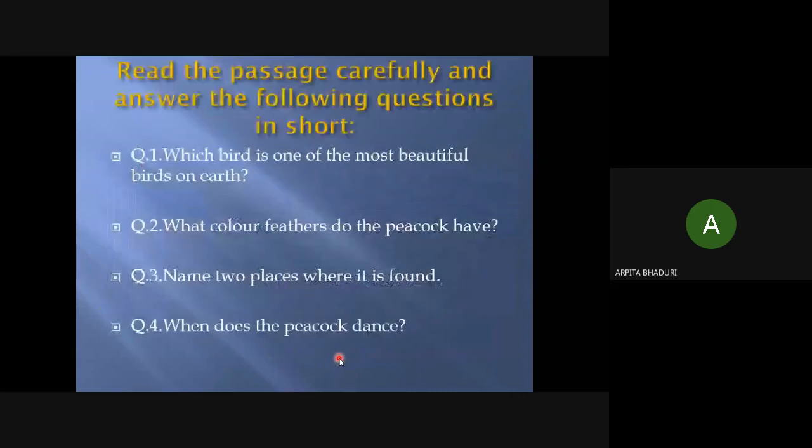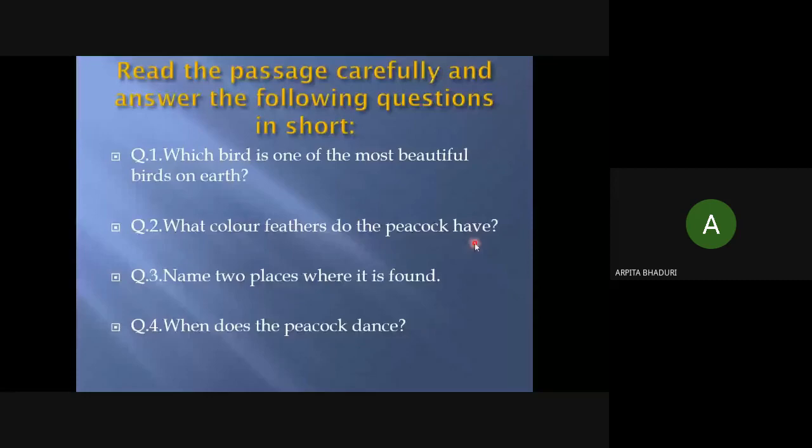Yes, ma'am. Now, let's come to the question answers. First one, which bird is one of the most beautiful birds on earth? I think you know the answer. Peacock. Yes, the peacock is one of the most beautiful birds on earth. Excellent, you are correct. And we are very proud because India's national bird is the peacock. It is one of the most beautiful birds of the world.